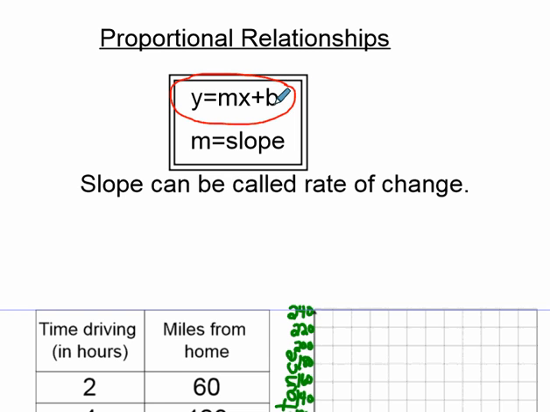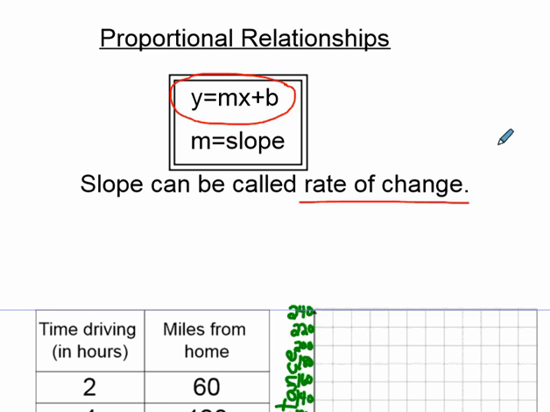And if we remember, the b is our y-intercept, so that means where this line crosses the y-axis, and our m is our slope. That is the steepness and direction of the line. So the slope can also be called rate of change. It's a new term potentially, but it really means the same thing as slope.